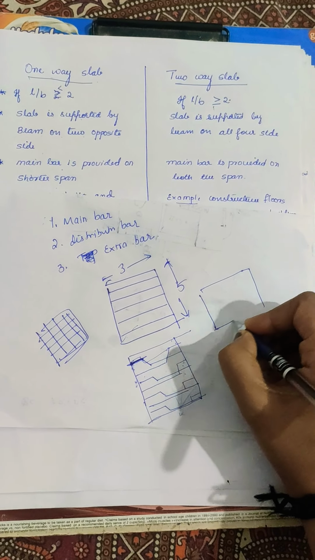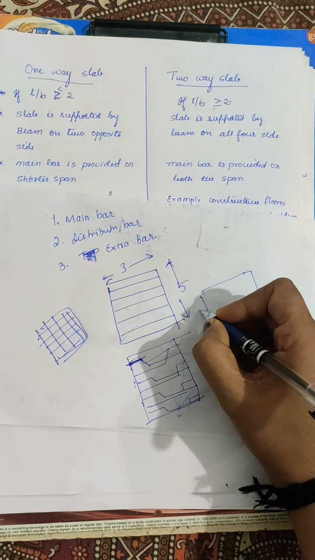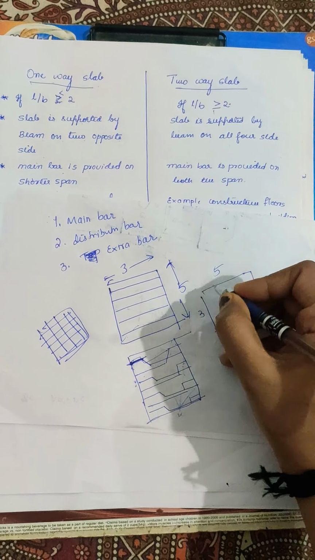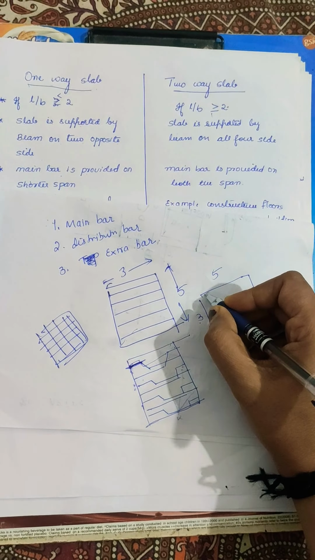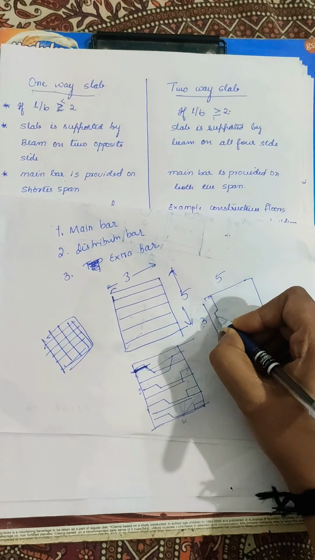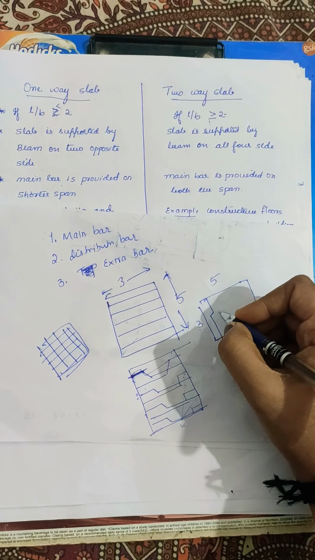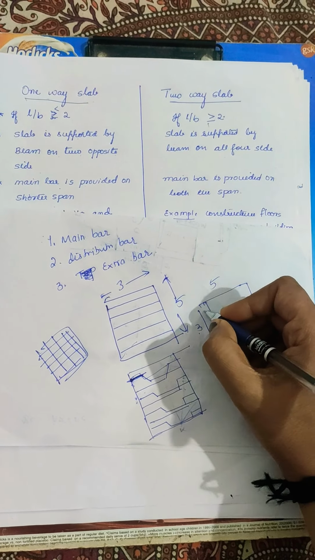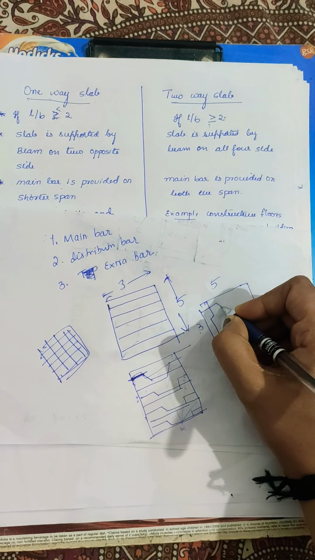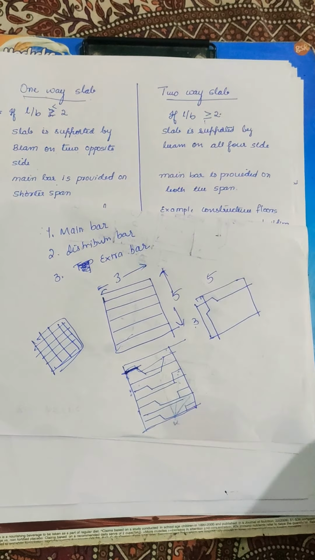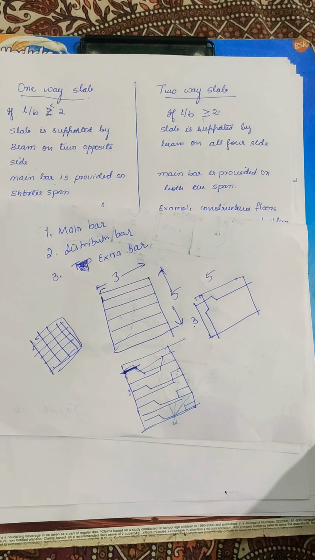if you consider this two-way slab, here also the same technique applies. This is the shorter direction, so here main bars will be provided in this manner. Even in the longer direction, the main bar will also be provided.